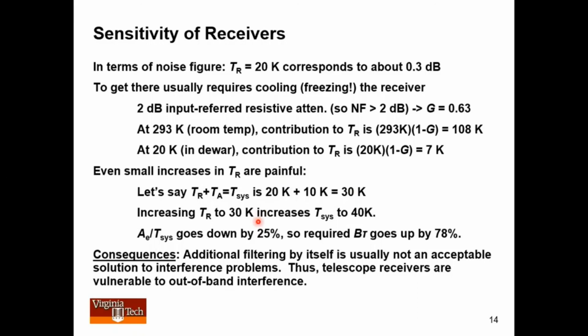If you increase the receiver temperature to 30K, which is super easy to do, that could be a bad connection, frankly. And so it's very easy to end up at 30K. Well, that increases the system temperature to 40K. The A over T sys, the intrinsic sensitivity of the instrument, goes down by 25%. That's already horrifying. But if you think in terms of the sensitivity that the technique now has to make up for, that's got to go up by 78%. So if you're doing an integration of hours or tens of hours or days, that 78% increase in integration time is horrifying. It's just logistically intractable.